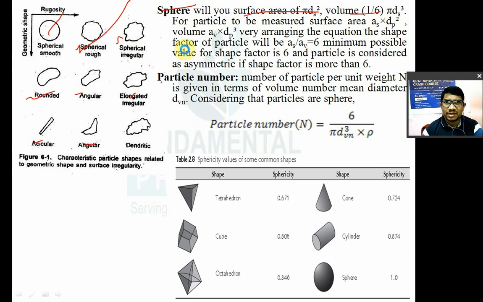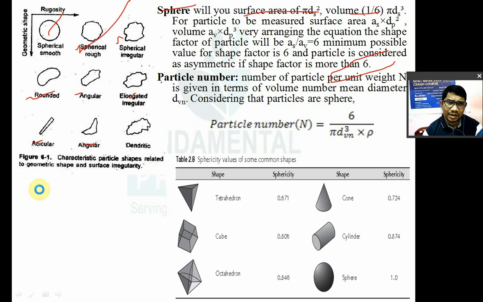Now what is meant by specific surface? For a particle to be measured, the specific surface is the surface area divided by volume, we have already seen this. For a sphere, the shape factor is 6.